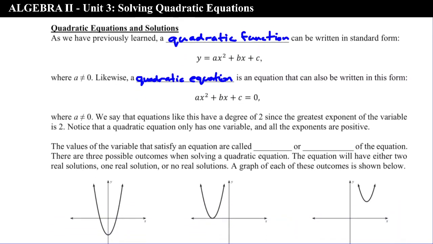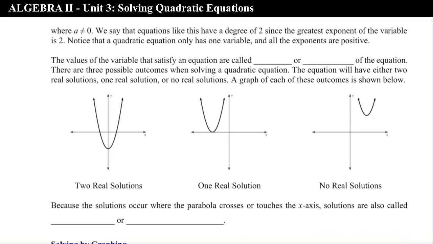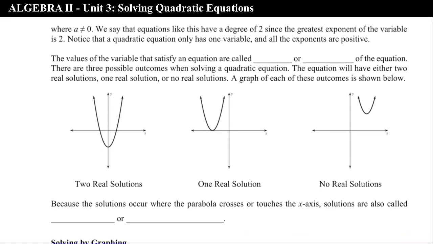We're going to have solutions, so let's start off by talking about what those solutions look like. The values of the variable that satisfy that equation, ax squared plus bx plus c equals 0, are called different things, and it's good for you to know all the different possibilities of what they can be called. They can be called roots or solutions. Solutions is kind of your general term for anything that we're looking for the answer to, but it can also be called roots.